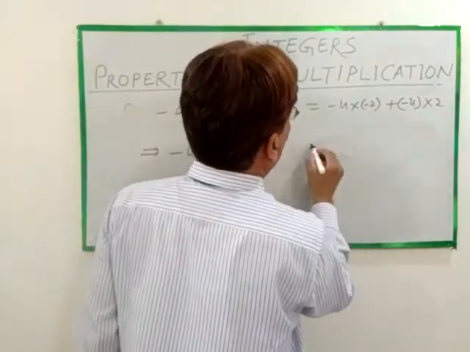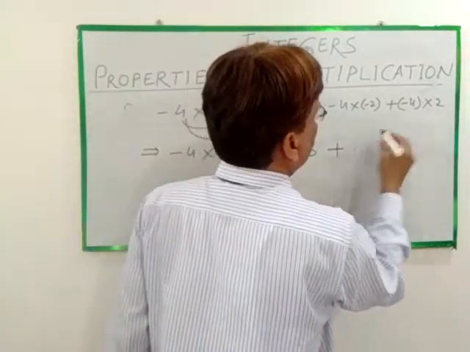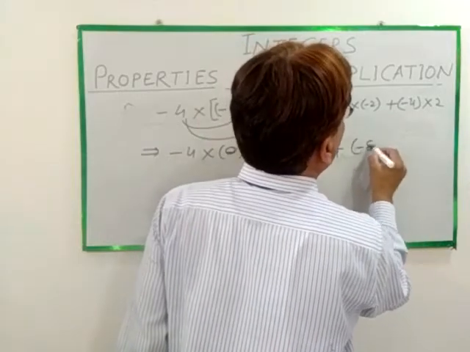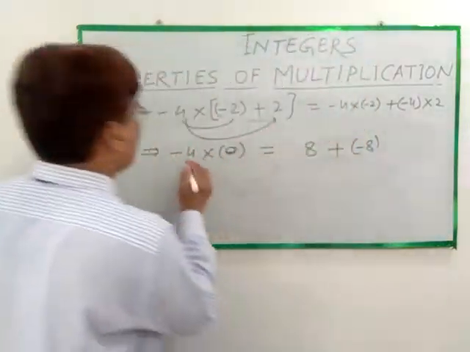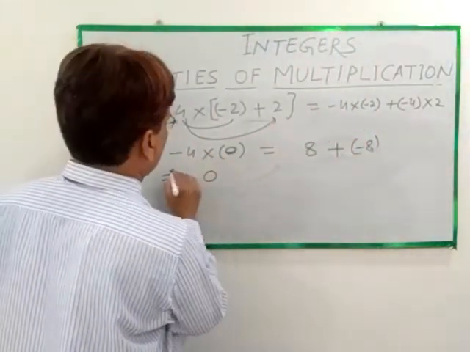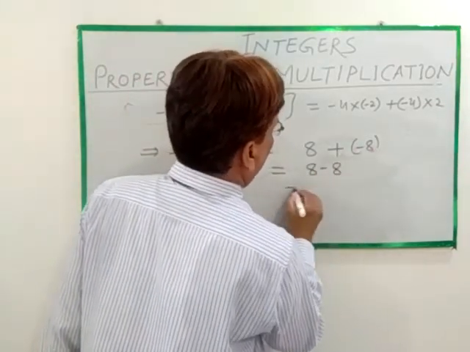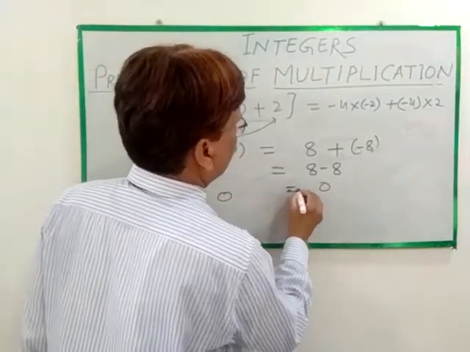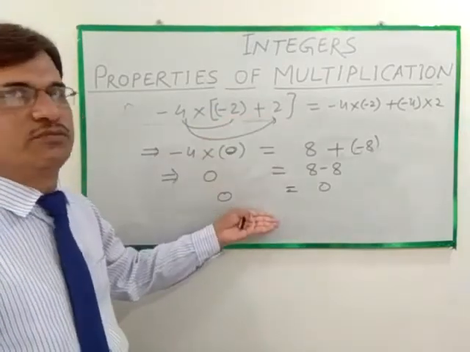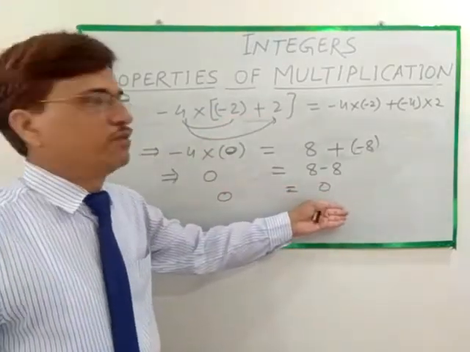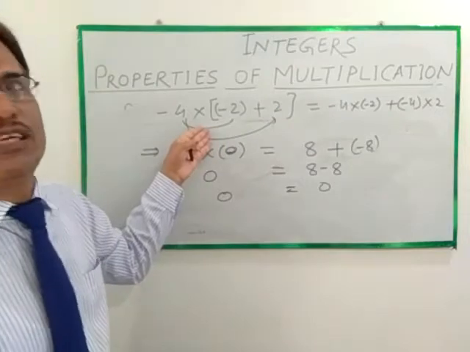-4 into -2, 8. Multiplication of same sign will be positive. Plus -4 into 2, -8. Multiplication of different sign will be negative. -4 into 0, 0. 8 minus 8, 0. You can see the property is verified. Both sides are equal. We get the same result if we solve the right hand side and the left hand side.